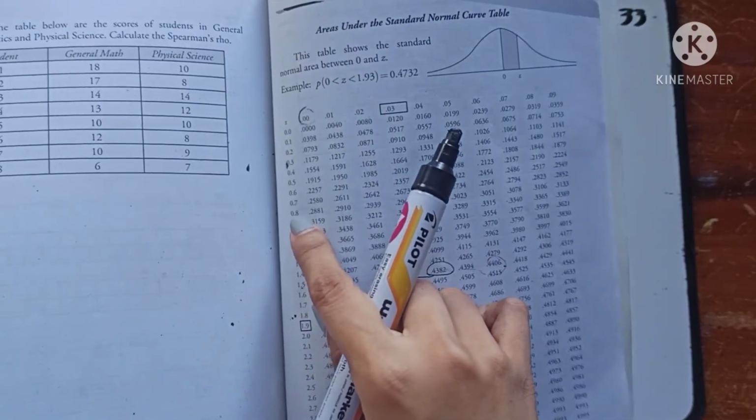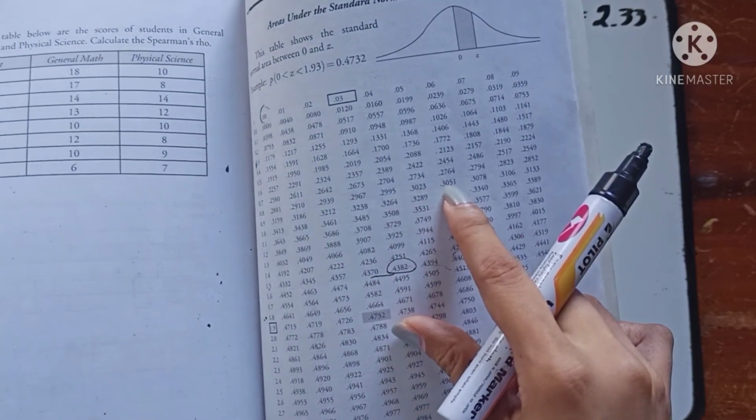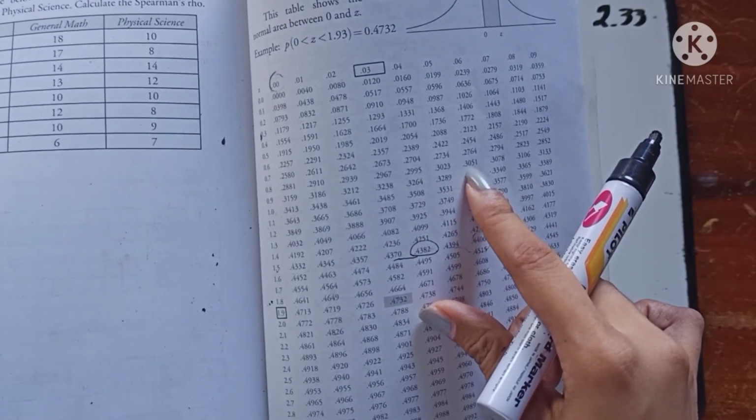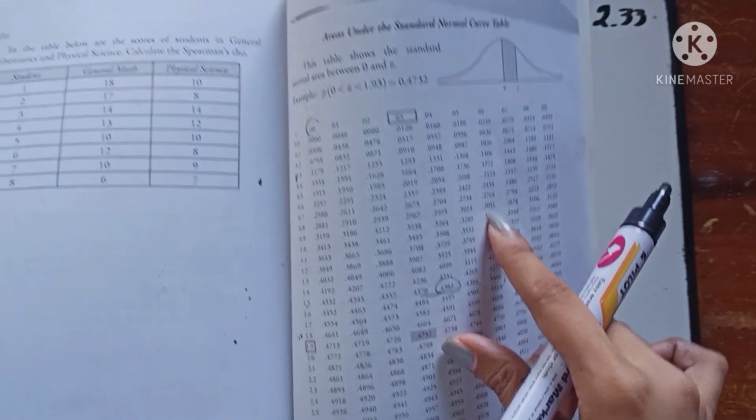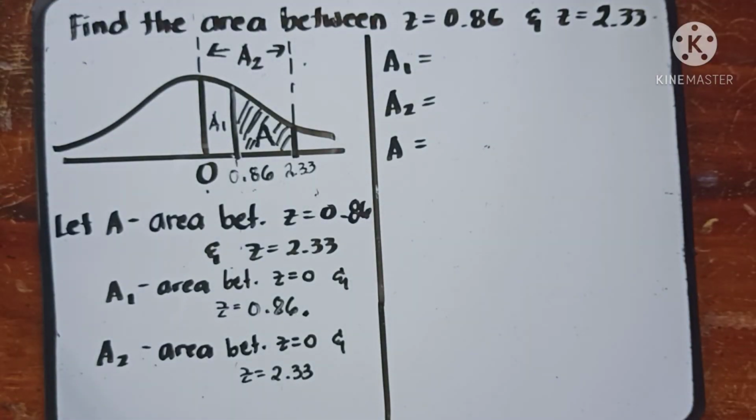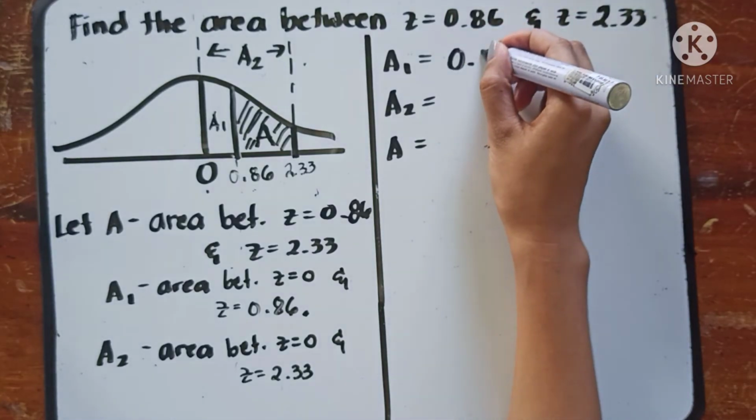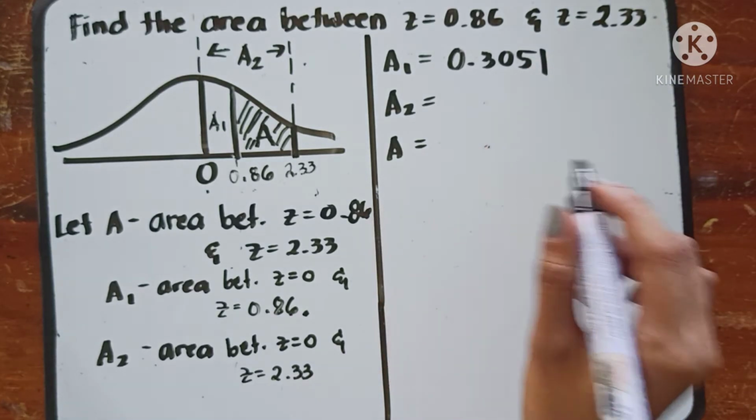So, saan nag-intersect? 80, 81, 82, 83, 84, 85, 86. So, yung intersection nila is 0.3051. So, yung A sub 1 natin is 0.3051. How about our A sub 2?